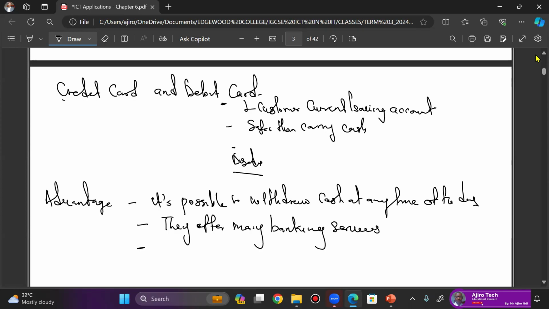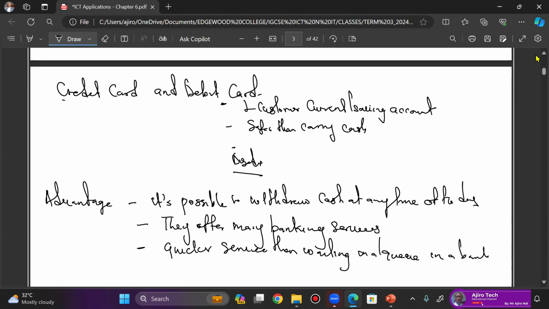Okay. And the last one is they usually provide quicker access. They provide a quicker service than waiting in the queue, in a bank.